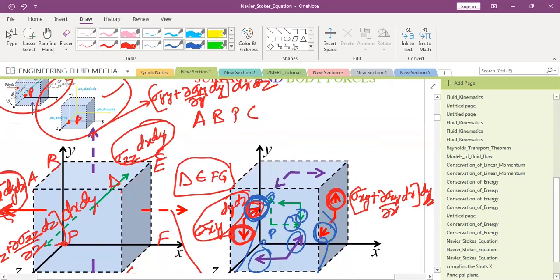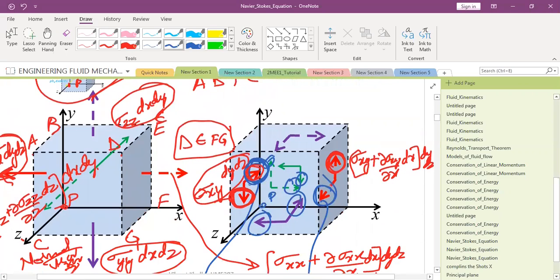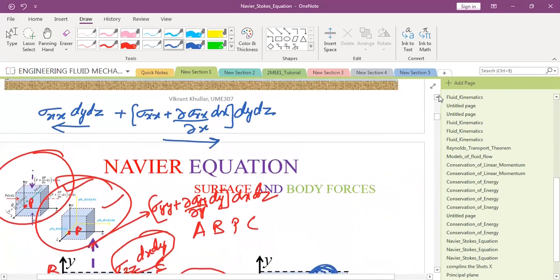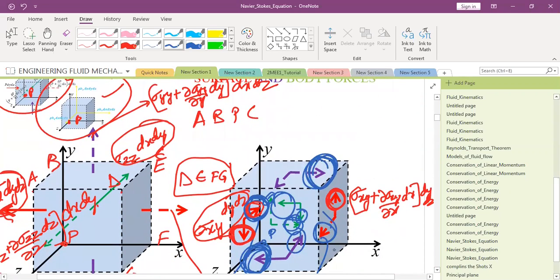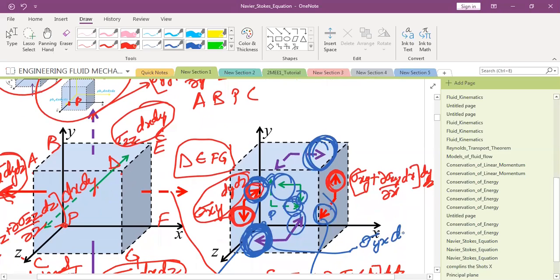What all other forces are in x direction? This? Anything else? This? Then this one and this one. So what should I write down here? Plus, first of all, what is this force? Sorry, sigma. Sigma yx into dz dx, that is dx dz. What about this force?